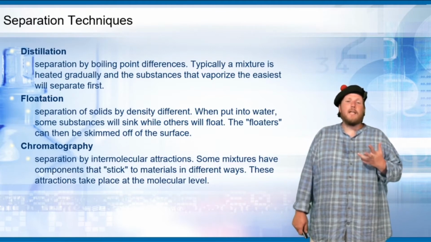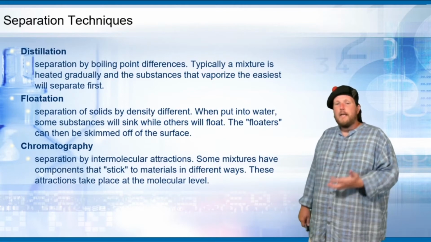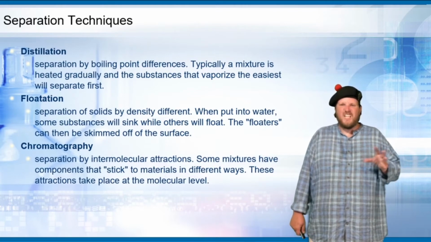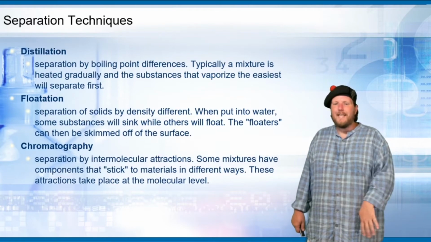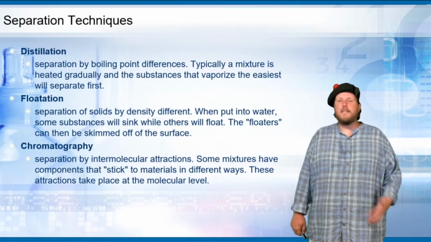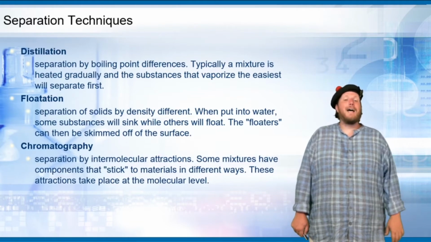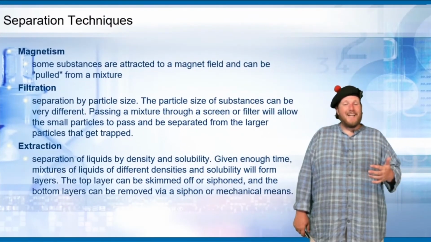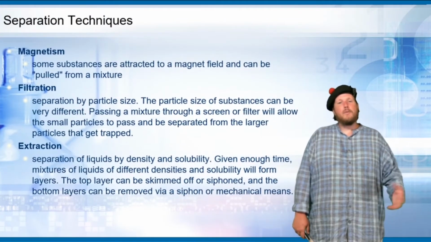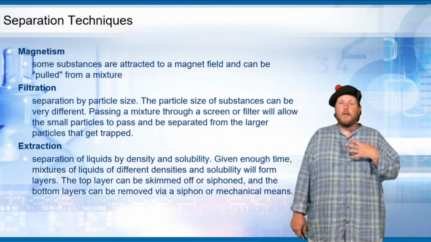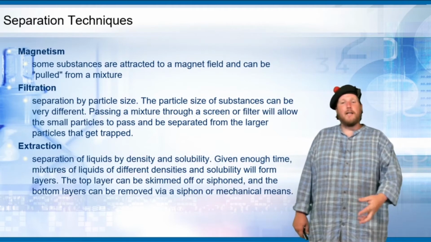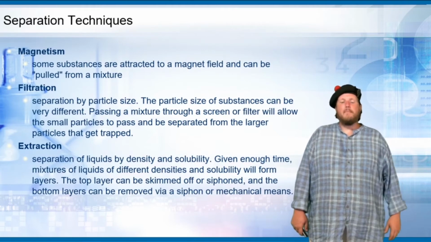Chromatography is separation by intermolecular attractions. So some mixtures have components that stick to a material and come out later, and so you can use chromatography to separate these, like with paper chromatography and dyes. Magnetism is another method of separation. You can pull certain substances that are attracted to a magnet, like iron scraps or iron filings, from that mixture.